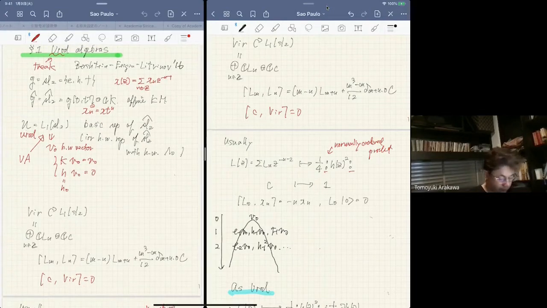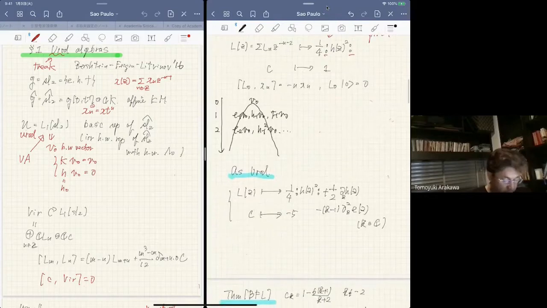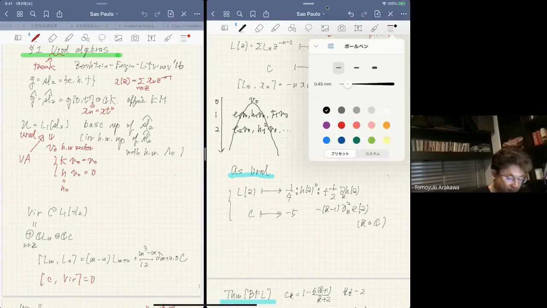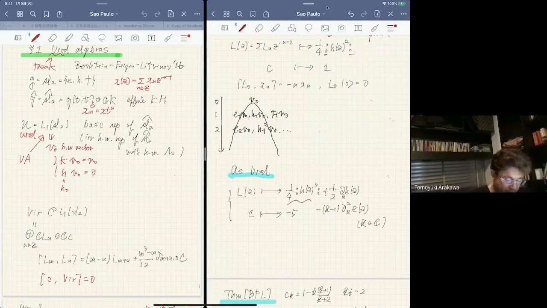But this is called Urod because they consider a different action of the Virasoro algebra, which is given by the following. It's a bit complicated. Usually we have only this term, but they added this kind of element. K is some parameter. And the point is that this has a different commutation relation with the elements of SL2 hat. So it has the following commutation relation.